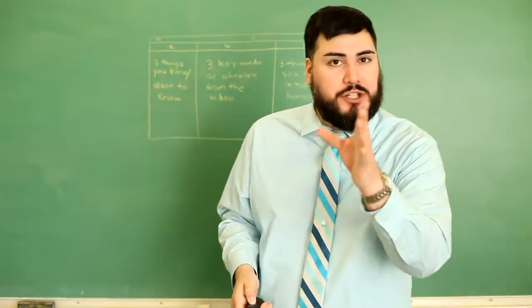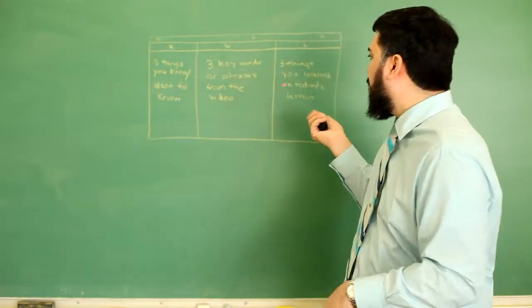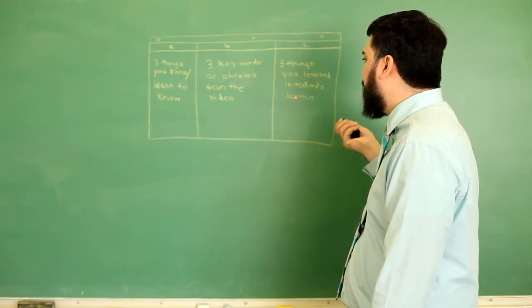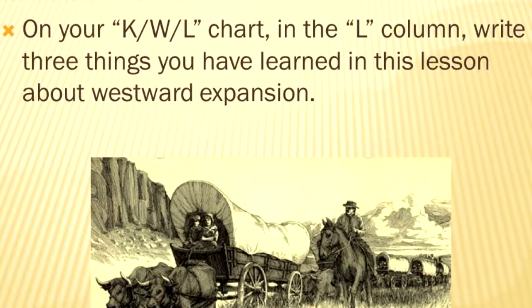So the last thing I want you to do for today's lesson is go back to our KWL chart. And in the L column, I want you to write 3 things that you learned about Westward Expansion in today's lesson.